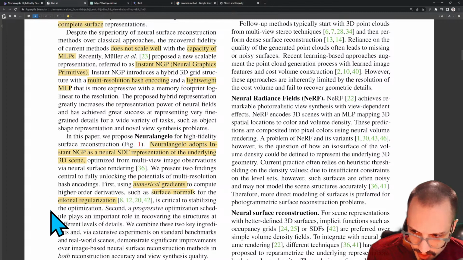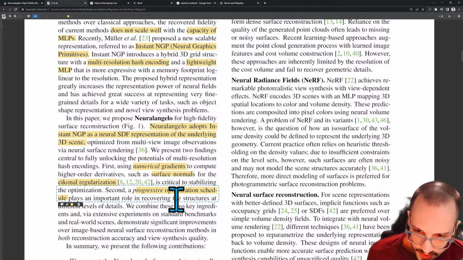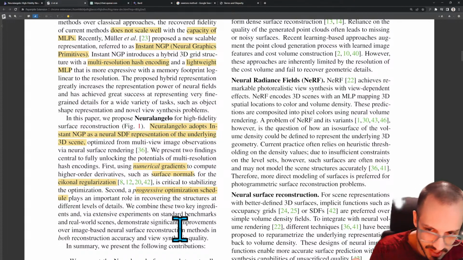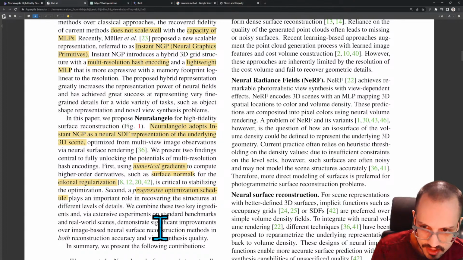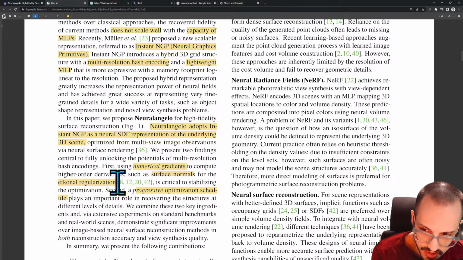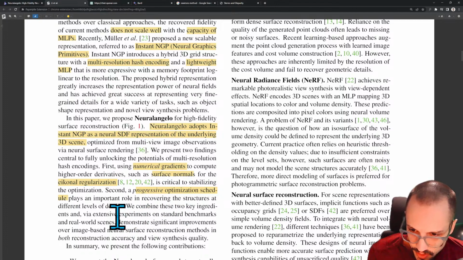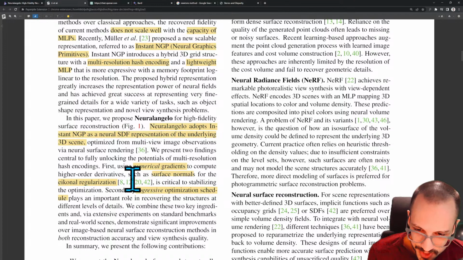Is critical to stabilizing the optimization. A progressive optimization schedule plays an important role in recovering the structures at different levels of detail. Okay, so progressive optimization schedule, that's telling me that this optimization process is likely going to have a bunch of different steps, and as the steps go further, there's probably a bunch of different hyperparameters, possibly the hyperparameters that control how much these regularizations are impacting the process. So I don't know, that's not necessarily good when you see that because it means that it's more complicated than you think it is, right?